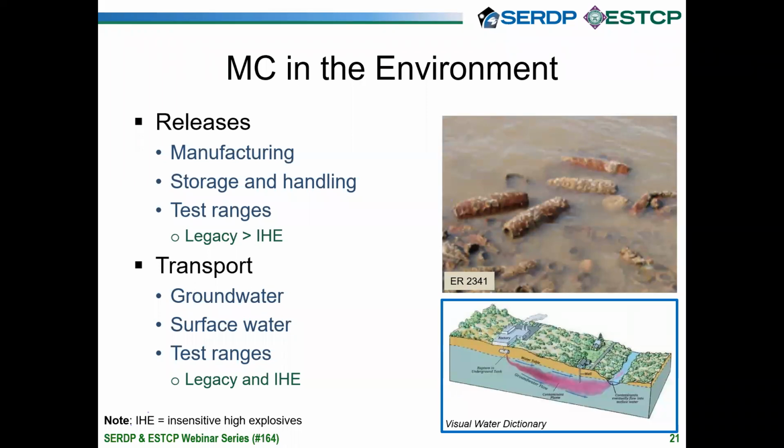So these munitions constituents presently largely consist of legacy compounds that have been used for close to 100 years now, that have resulted from principally manufacturing, storage, and handling, and perhaps to a lesser extent, their use on test ranges. But what we're also seeing now is an increased use of insensitive high explosives, often referred to as IHEs, that are becoming increasingly used in munitions constituent formulations.